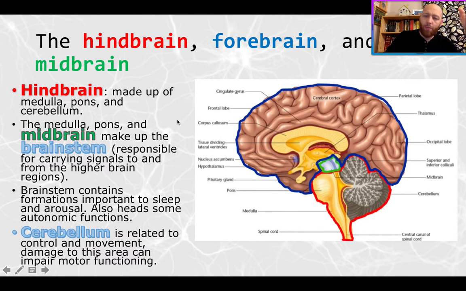And this is responsible for carrying signals from higher brain regions up here to other parts of the nervous system. The brainstem contains formations important to sleep and arousal, and also heads some of the autonomic systems. We'll come across the brainstem again in a moment when we talk about fight or flight. The cerebellum is related to control of fine movements and so forth. So, hindbrain, midbrain, and cerebellum. These are not necessarily discrete structures.